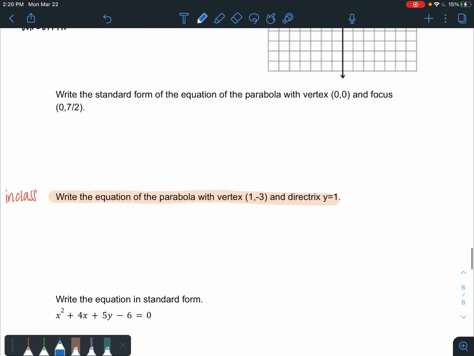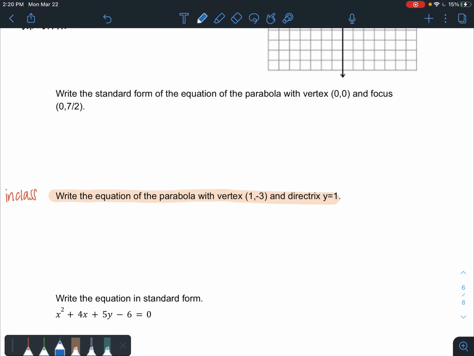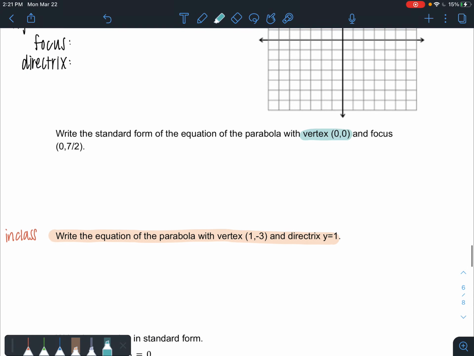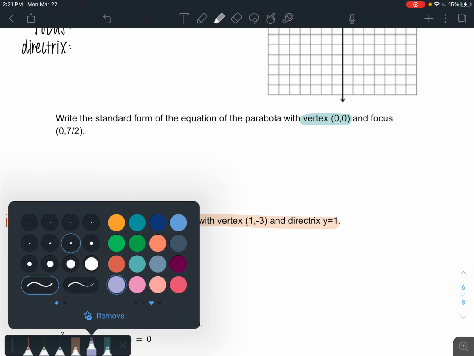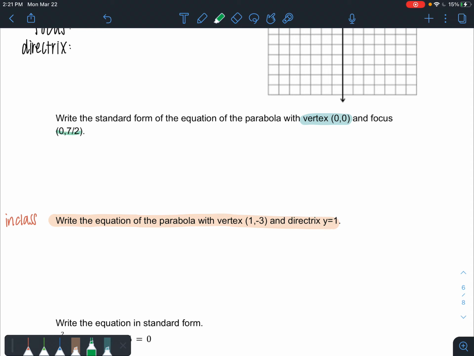Okay, we're going to skip that last one for class. And we want to write the standard form of the equation of a parabola with the vertex of 0, 0. I think I had the vertex in blue before. And a focus at 0, 7.5, or 7 halves.